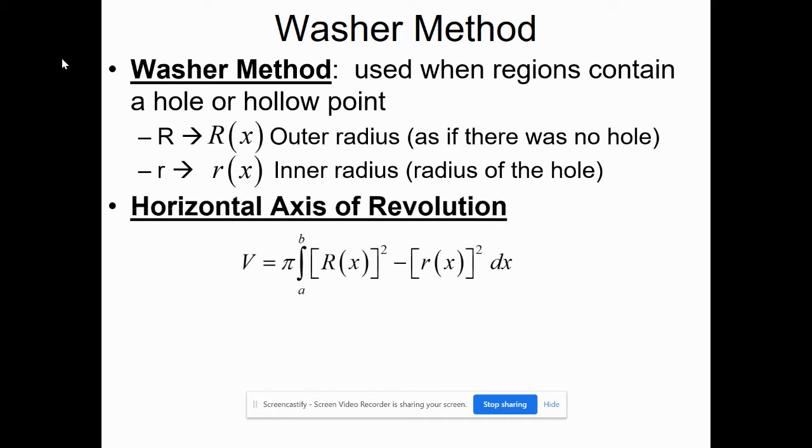If we revolve it around a horizontal axis, which is the most common, you're still doing it all in one integral, but it's your integral from a to b of your big radius squared. That's going to give me the whole thing. And then minus the small radius squared. That's going to give me the radius of the hole.